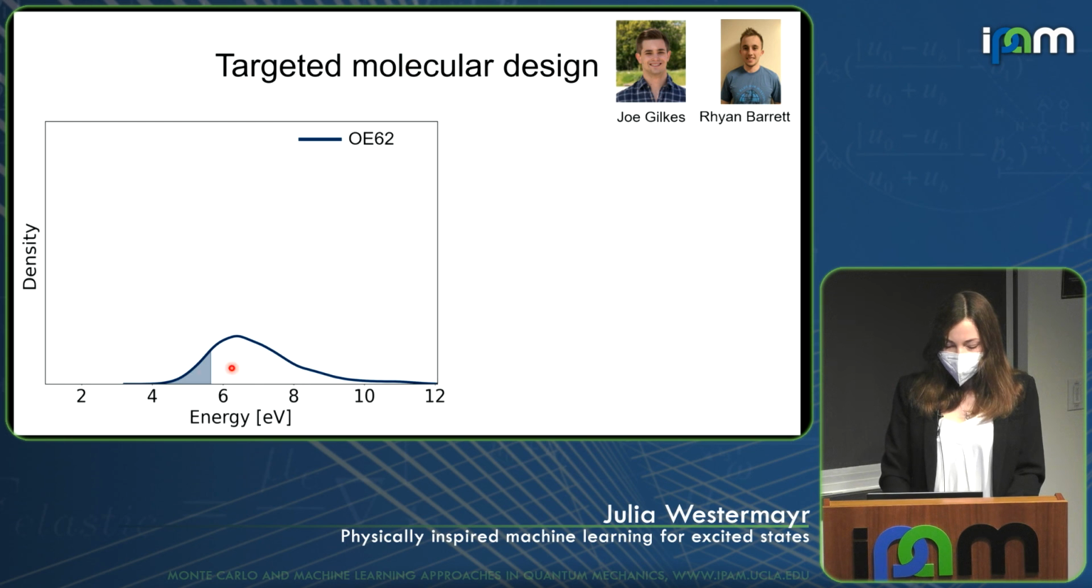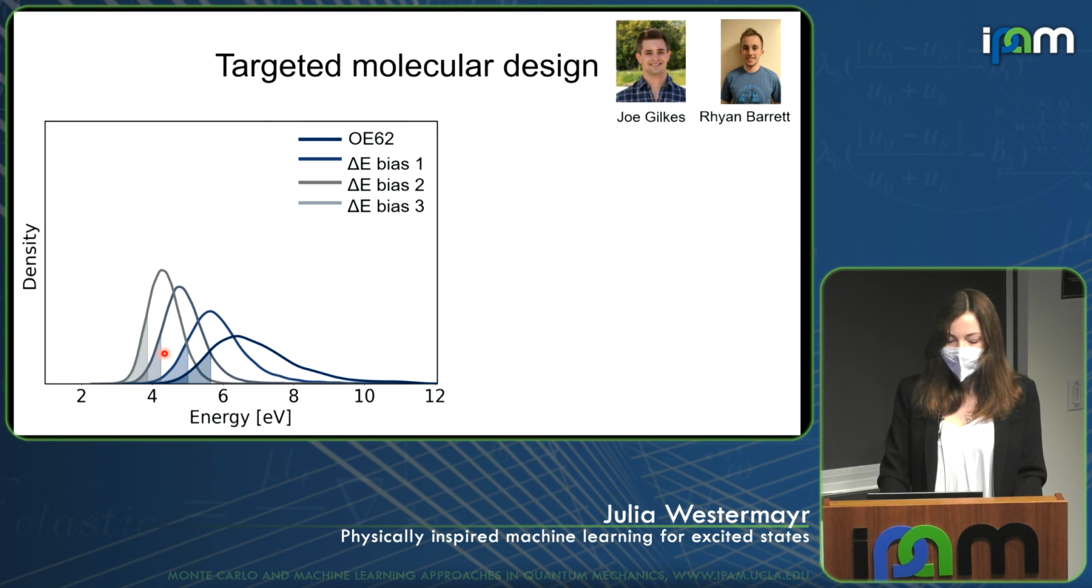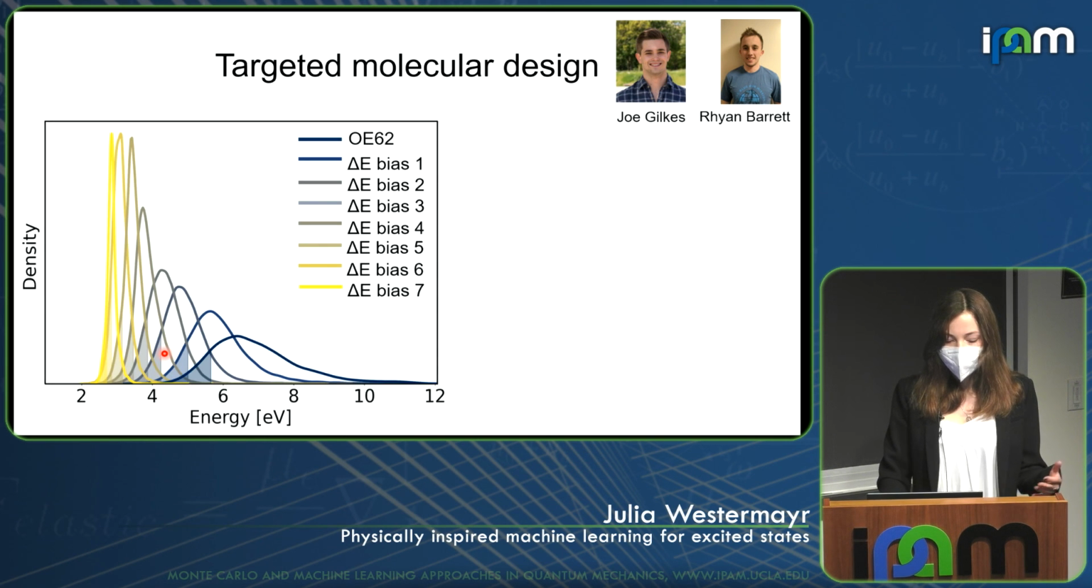So this is here the distribution of the fundamental gaps in the OE62 dataset. We then used only these data points with the shaded area, and we biased the generative model. So we got a distribution that had fundamental gaps that were smaller. We again biased the model against these values. And we did this iteratively until we had a distribution that was outside of the original dataset. So we predicted these values with a machine learning model that we developed before.